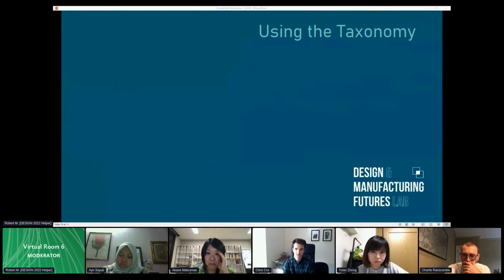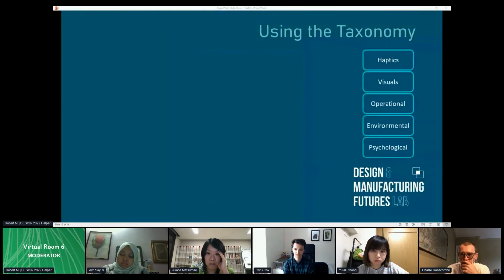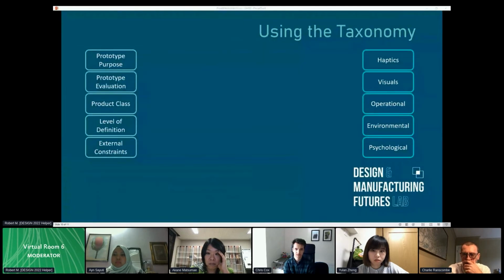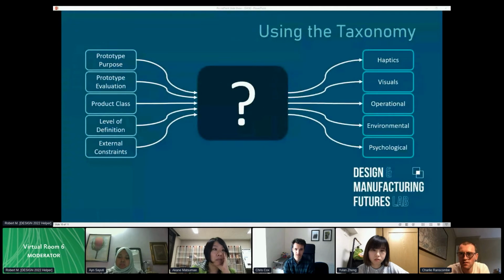One of the reasons for creating this taxonomy was so that it can be used as a tool to help identify the key characteristics of a mixed reality prototype that should be designed for, based on the requirements of that prototype. Depending on the purpose and the use case of a prototype, some dimensions of fidelity will be more important than others. But creating a comprehensive mapping from all the different types of prototypes, prototyping methods, and prototyping goals to the most important dimensions of fidelity would be a mammoth task.